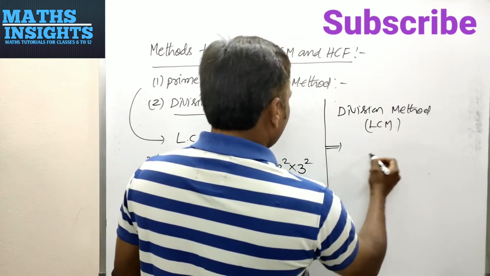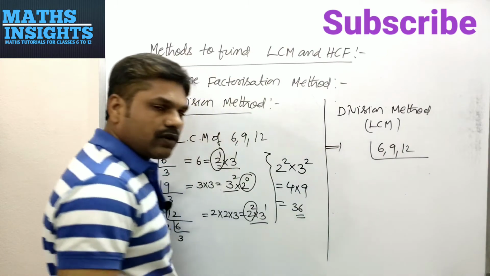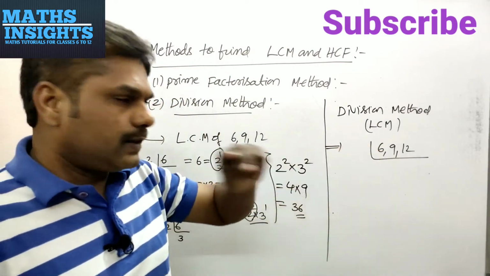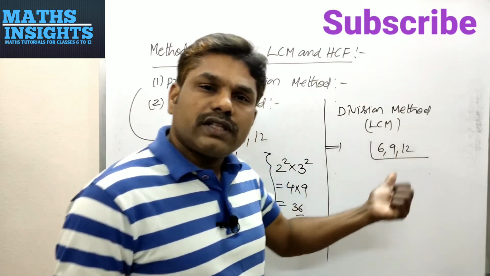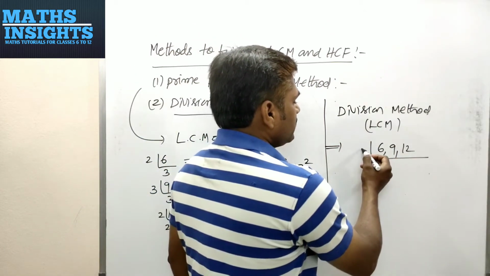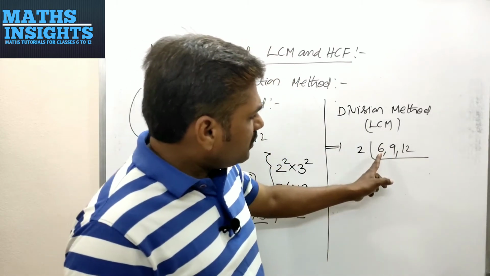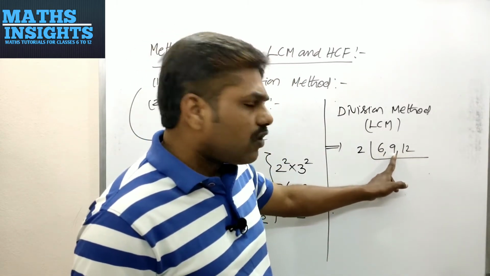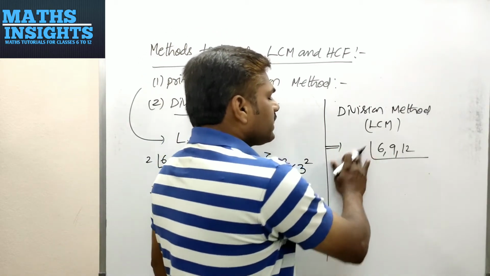So you have to write all the 3 numbers or 4 numbers, whatever the number of numbers, you have to write like this. You have to divide all these numbers with a common divisor. See, 2 divides 6 and 12 exactly, but it does not divide 9 exactly. So you will not take it.